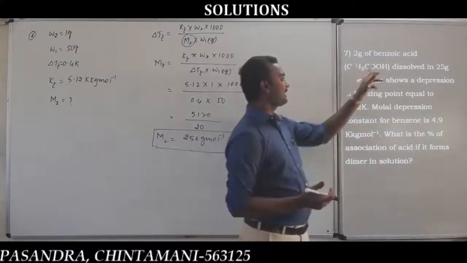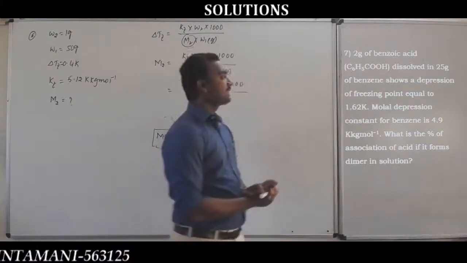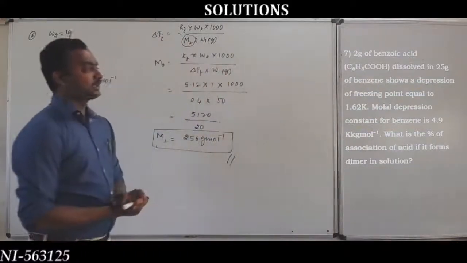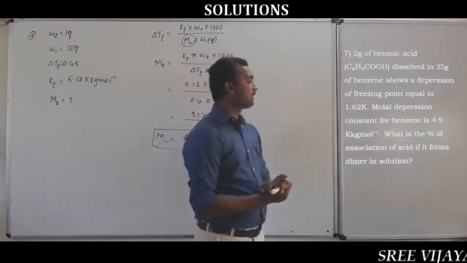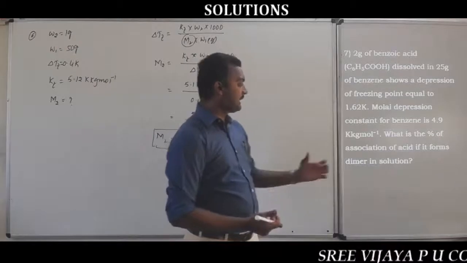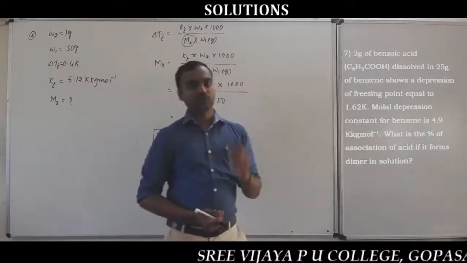Instead of acetic acid, in the given problem the solute is benzoic acid, dissolved in 25 gram of benzene. It forms dimers through hydrogen bonding, and shows the depression of freezing point. Your intention is to calculate the percentage of degree of association.